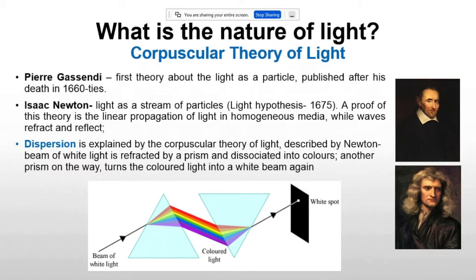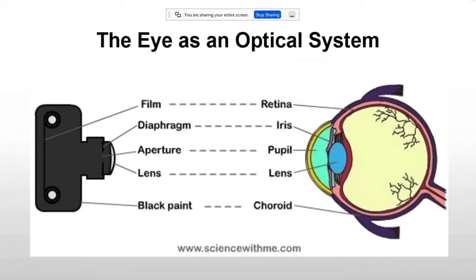So Newton made this experiment to dissociate the white light beam into colors using two prisms. He dissociated the light into colors and then again turned this dissociated colored light into white using a second prism. So that's about the two theories of the dual nature of light.